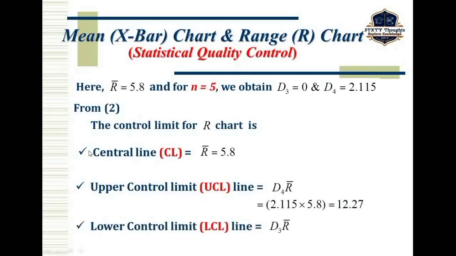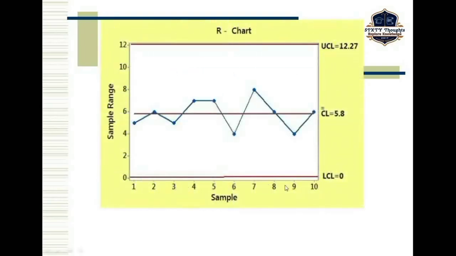Similarly, we find the lower control limit line value, D3 into R bar. D3 value is 0, so 0 into anything is 0. Now using these three horizontal lines, we are going to verify whether the range values lie under control or not. So now we draw the graph. We consider the x-axis as sample size. In this problem, we have 10 sample values, so we consider 10 samples. Vertically, we consider the y-axis, that is the sample range, which means we are going to find the R chart values.